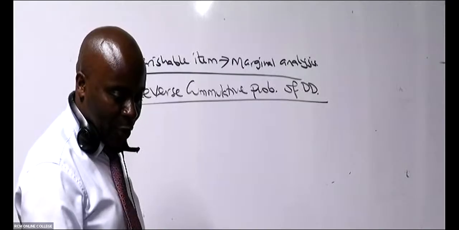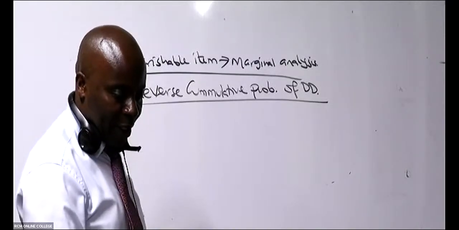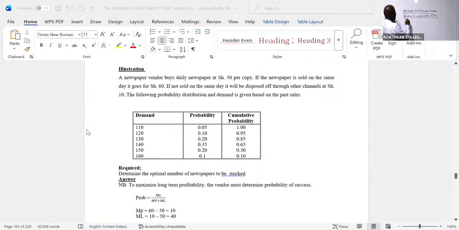So the demand figures, I can see them vividly. I can see demand there is 110, 120, 130, 140, 150, and then 160 like that. And then they have given us probability.